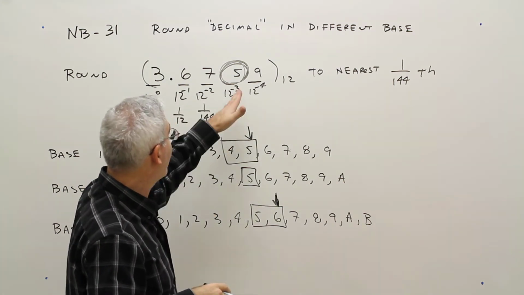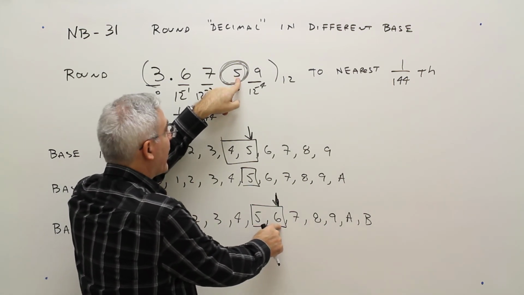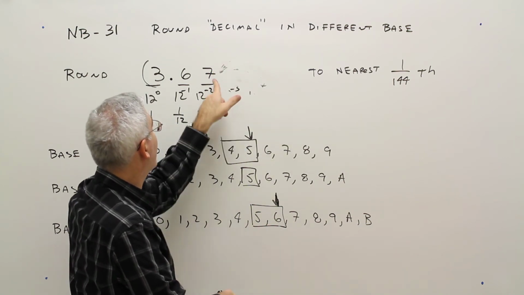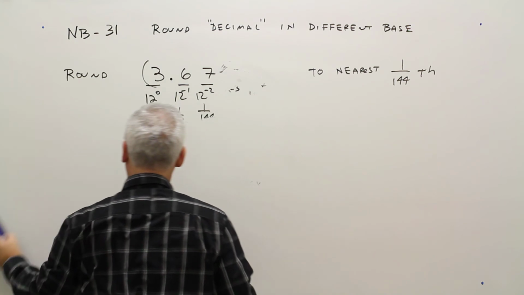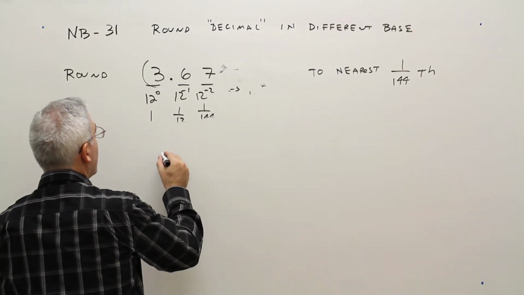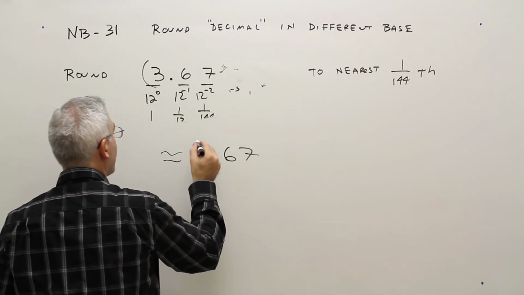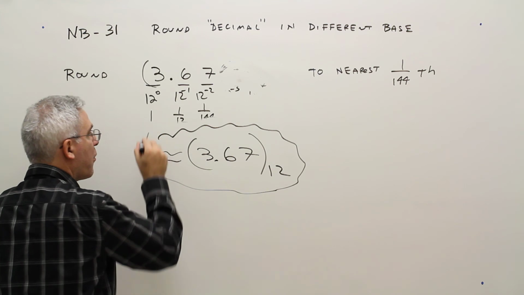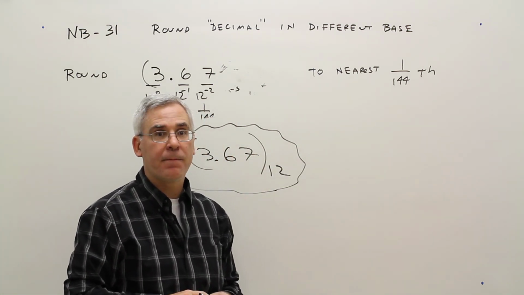So now I go back to my problem in base 12. Is this a 6 or above? The answer is no, so I just let it be. So my answer will be, it's approximately 3.67 in base 12, rounded to the nearest 1/144th.